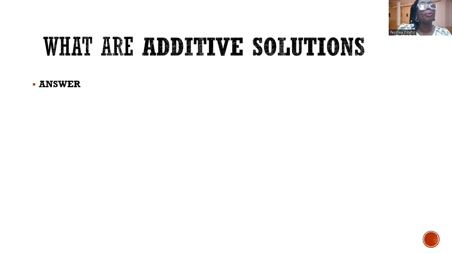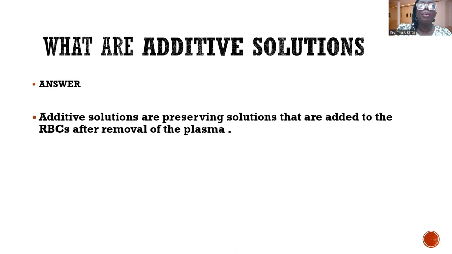Answer, additive solutions are preserving solutions that are added to red blood cells after removal of the plasma. Remember, when we are preparing red cell concentrates, that is as part of component therapy, what we normally do is we remove plasma, we extract only red blood cells. In order to preserve the viability of the red cells, and make the red cells less viscous so that they can be transfused, they are kept in additive solutions. So additive solutions are preserving solutions that are added to red blood cells after removal of plasma.